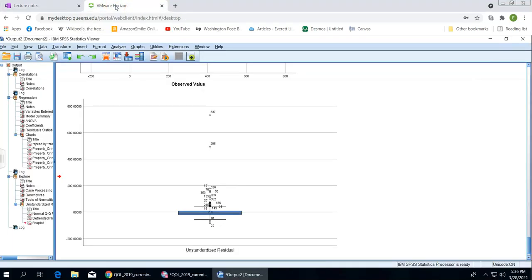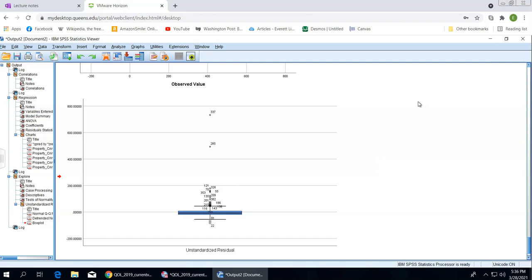In this data, I would say, I haven't looked at what observation 285 is, where that is, but I know this 337 is uptown, and to me that's just a very different, that's not a typical neighborhood.